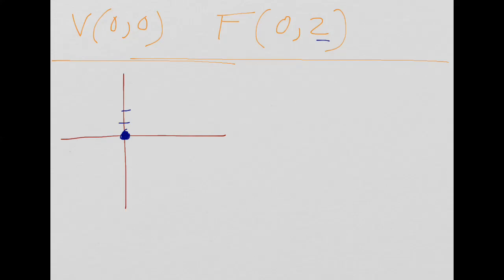So go up 2 and plot your focus right there. Now remember what we said. The directrix is going to be that same distance below your vertex. So since we had to go up 2 units to get our focus, we need to go down 2 units to plot our directrix. Now, at this point, we can pretty much just draw in our curve.